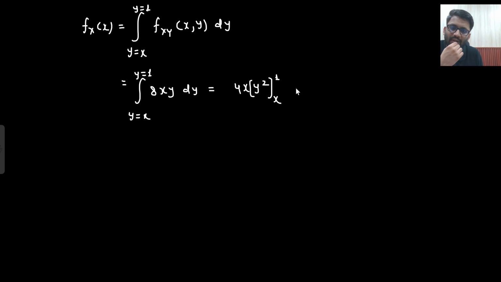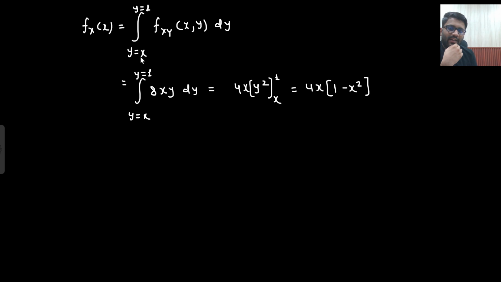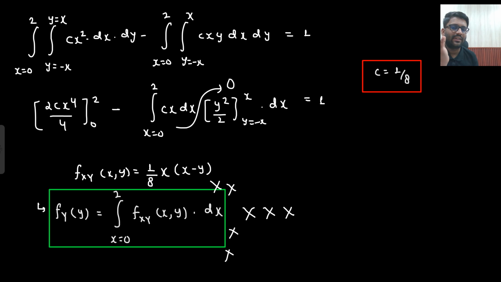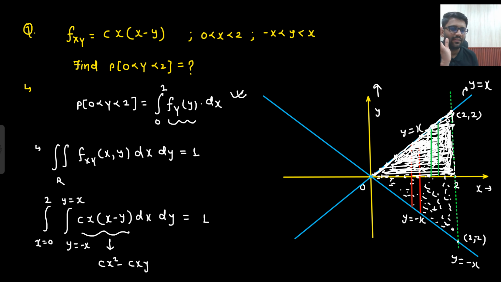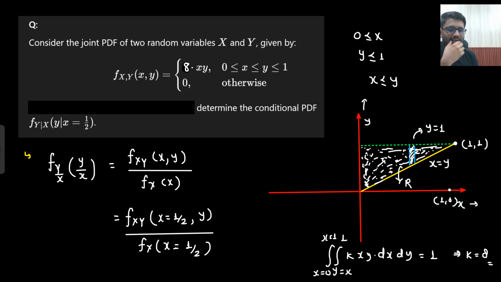X goes from x to 1, so 4x into 1 minus x square. This is what you are getting, right? f(x,y), I put 8xy, and y is going from x to 1. In the diagram as well you can see y is going from x to 1. So it is always better to make the diagram, because if you don't, you will surely mess up here and make this kind of mistake. The answer would be different. So y is going from x to 1.